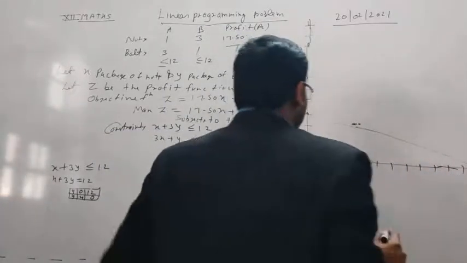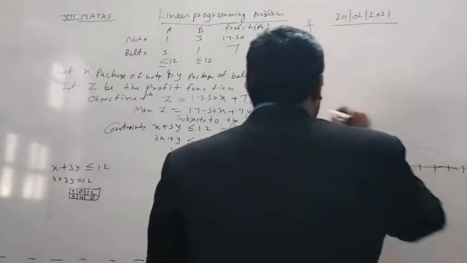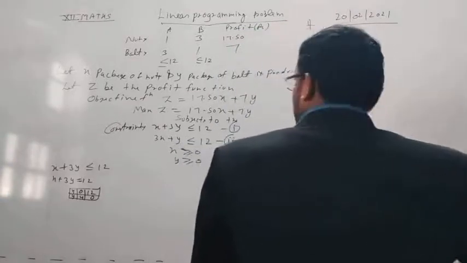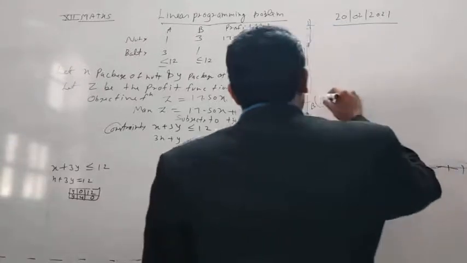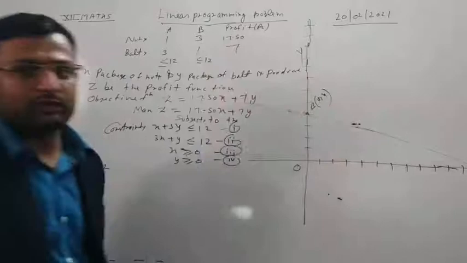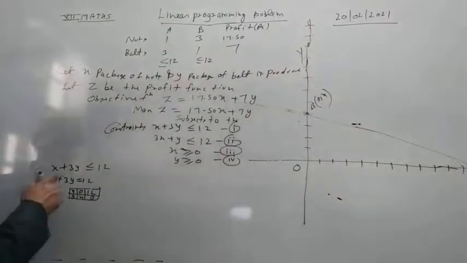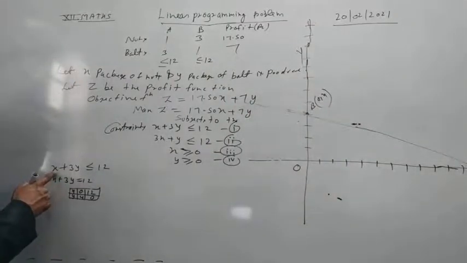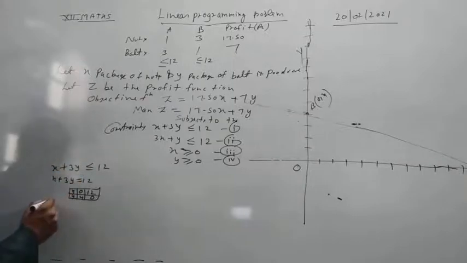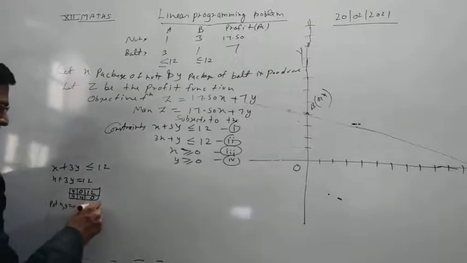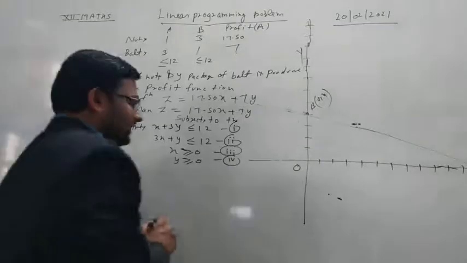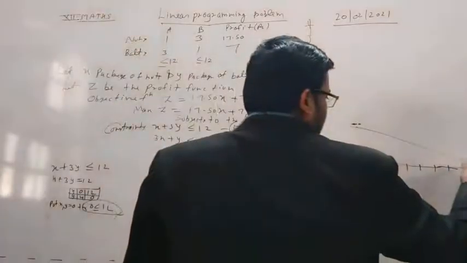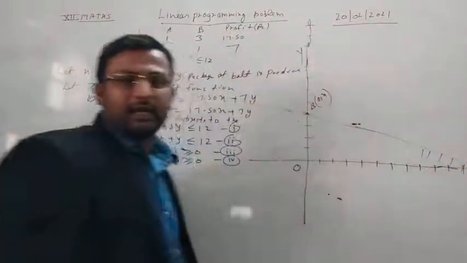When we join, we get the points A and B. This point is 12, 0, and this is 0, 4. Okay, students. Now we put the values of x and y as 0, and this satisfies the inequality. The origin lies inside the region, so this region will be our shaded region.